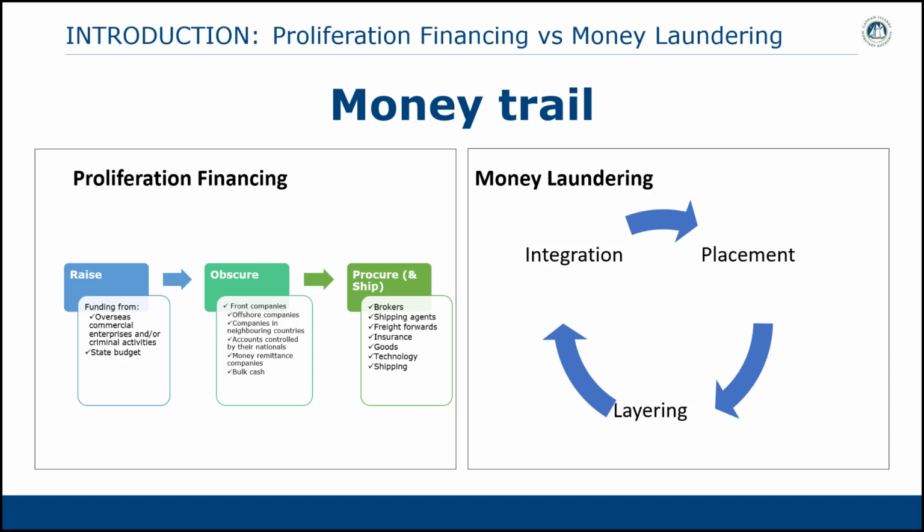Proliferation financing is linear, since the goal is to advance the ambitions of sanctioned states. The funds raised for proliferation financing are intended to be used to purchase goods and materials from brokers or manufacturers. Conversely, the money laundering process is circular, as the funds eventually end up with the person or persons who generated them, as the aim of money launderers is to make their illegitimate funds appear legitimate.